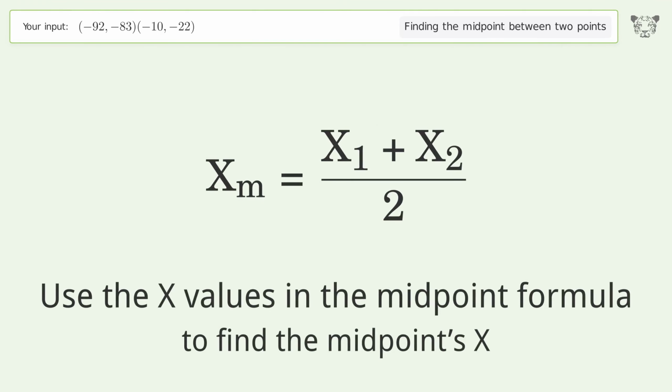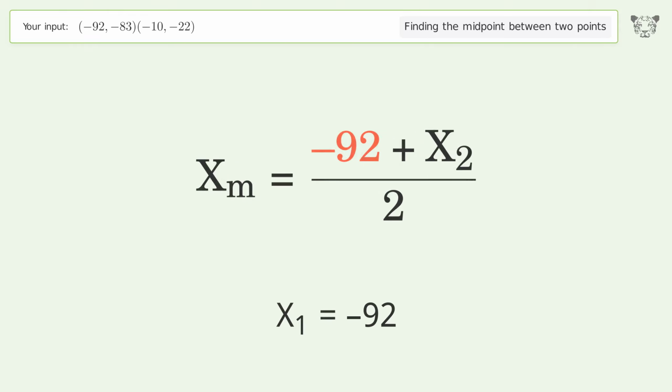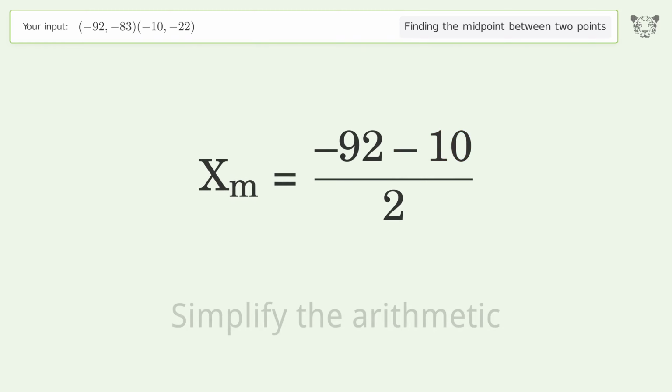Use the x values in the midpoint formula to find the midpoints x. x1 equals -92. x2 equals -10. Simplify the arithmetic.